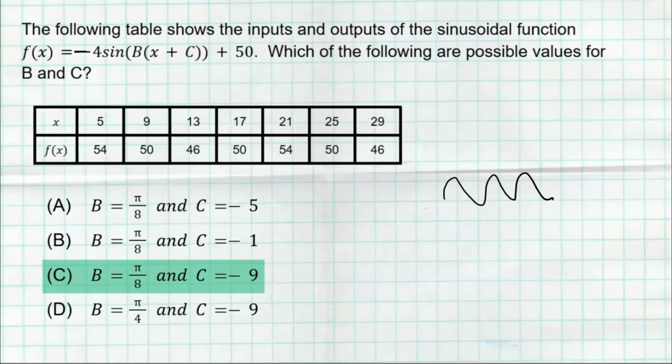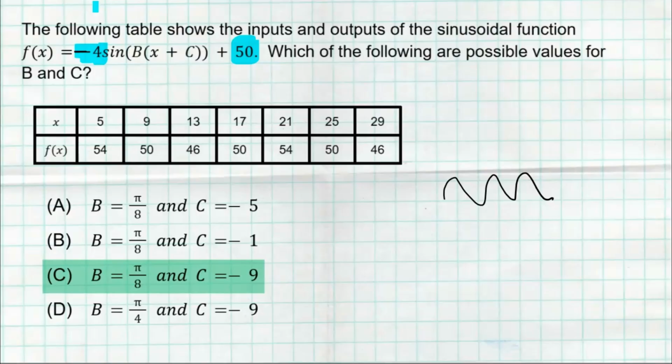So we have the amplitude of 4 and we have the midline of 50. We know that for sure. That, of course, comes from right there and right there. Now, that means the midline's at 50. We go up to our max of 54, down to our min of 46. But we also have a negative sign right here. That's going to be a reflection across the midline as well.